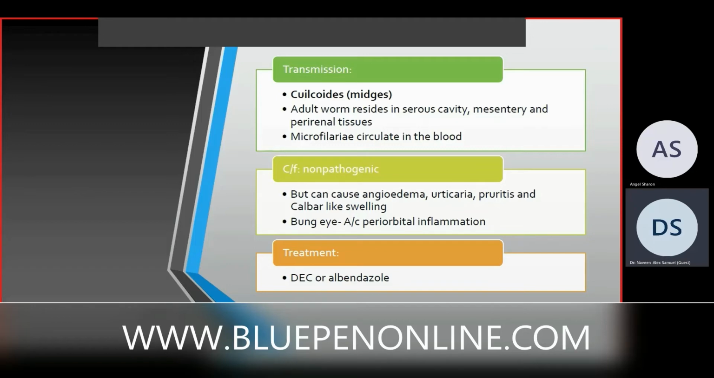Clinically it is non-pathogenic. You won't find any classic clinical features, but the features we see are similar to a hypersensitivity reaction. It can cause angioedema, urticaria, pruritus, that's itching, and Calabar-like swelling. Fungi, that is acute periorbital inflammation, will be there, and this acute periorbital inflammation will push the eyeball outside. So treatment here is again diethylcarbamazine, or you can give albendazole.